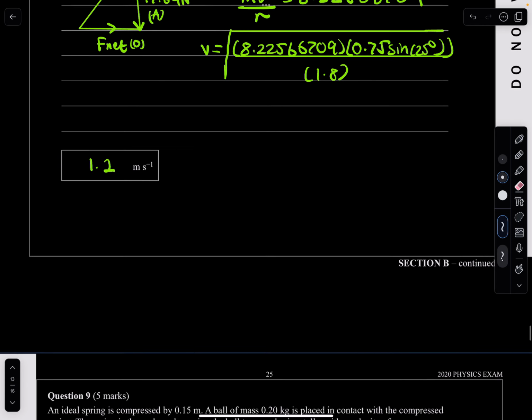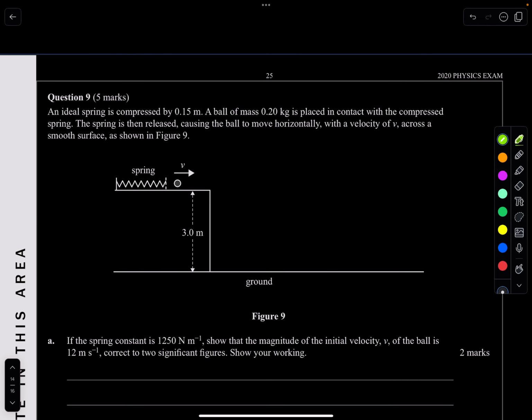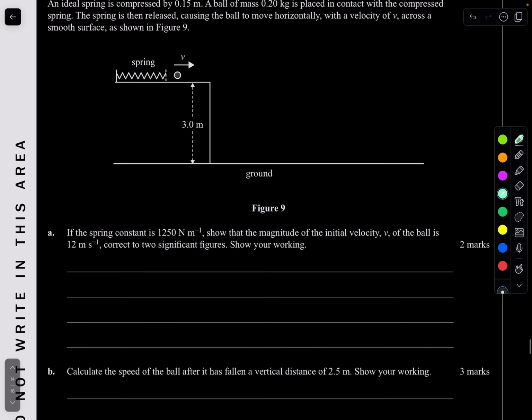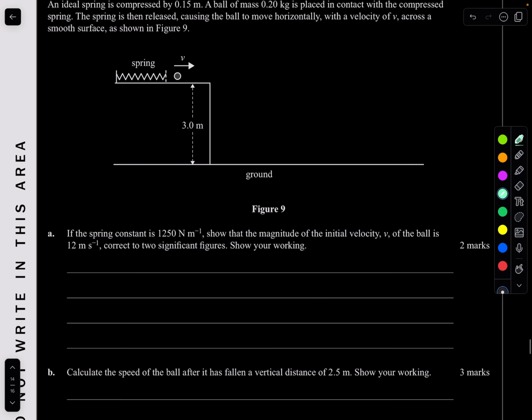Just mostly trigonometry. Question 9. Let's do this. An ideal spring is compressed by 0.15 meters. A ball of mass 0.2 kilograms is placed in contact with the compressed spring. The spring then is released, causing the ball to move horizontally with a velocity v across a smooth surface as shown in figure 9. Smooth means there's no friction, which is great. If the spring constant is 1250 newtons per meter, show that the magnitude of the initial velocity v of the ball is 12 meters per second, corrected to 2 significant figures. Show working out.